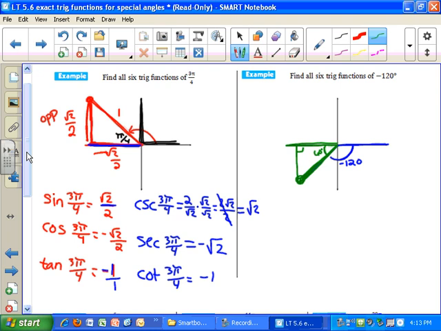Now I can label my 3 sides. I know my hypotenuse is always going to be 1. And now, even though it's in the 3rd quadrant, you can still use your left-hand rule. So put down that ring finger to figure out the x and y values. You've got negative 1/2 and negative square root of 3 over 2.